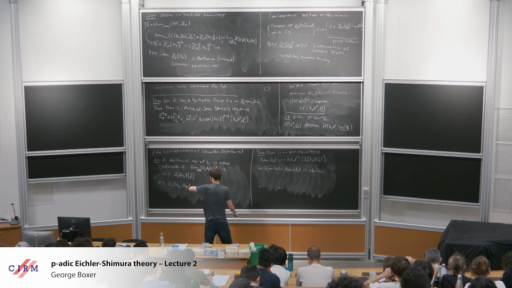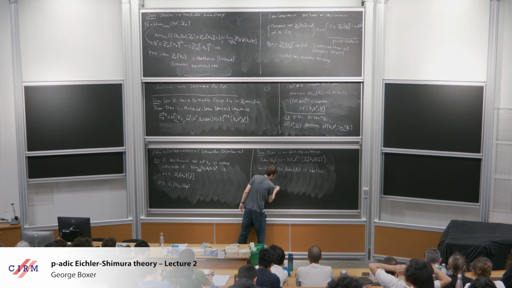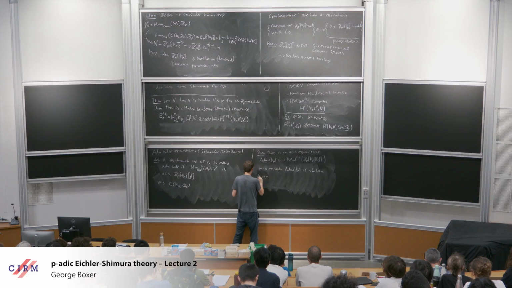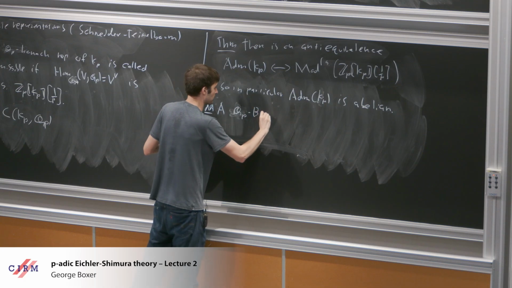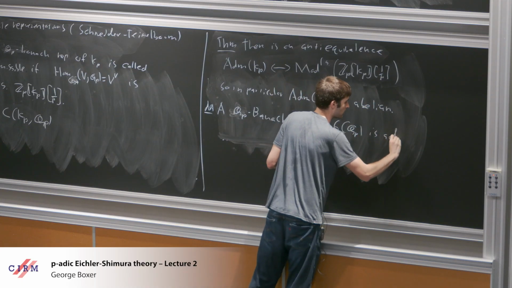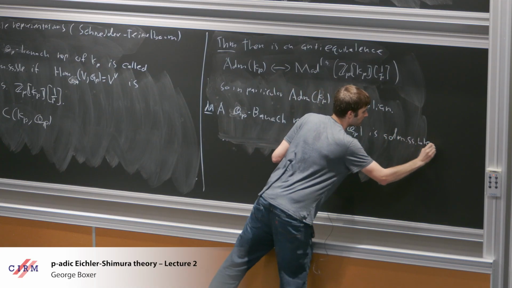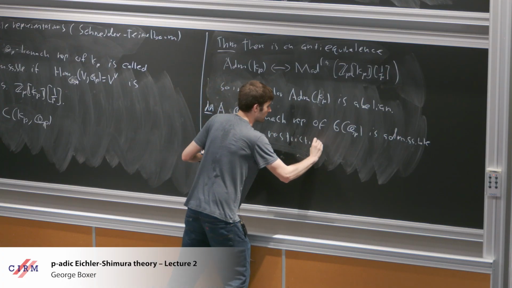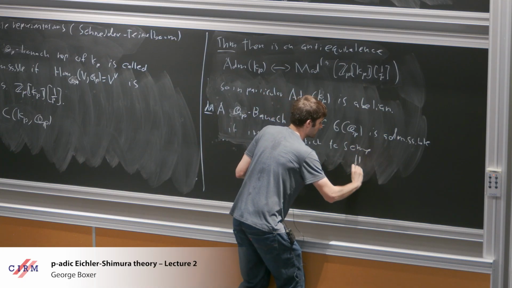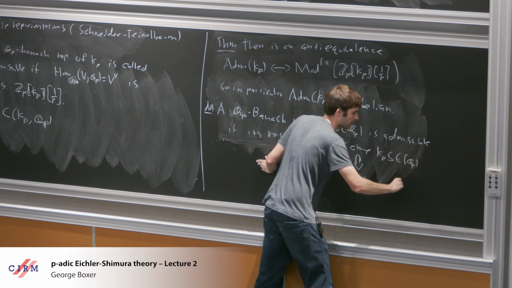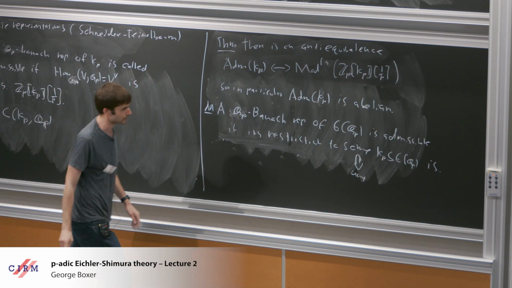Okay, and maybe one last definition is that a Q_p Banach representation of G(Q_p) is admissible if its restriction to some, or equivalently any, K_p in G(Q_p) open compact, of course, is admissible.